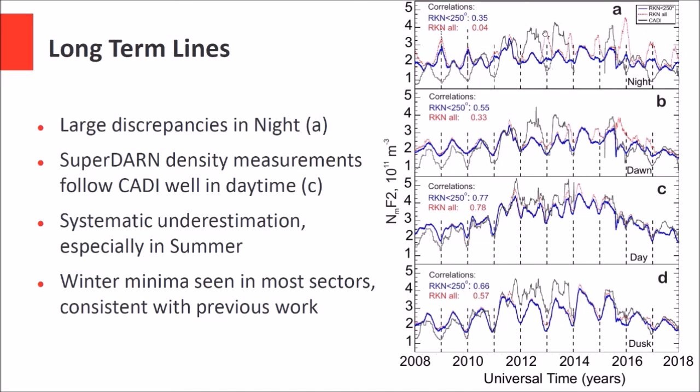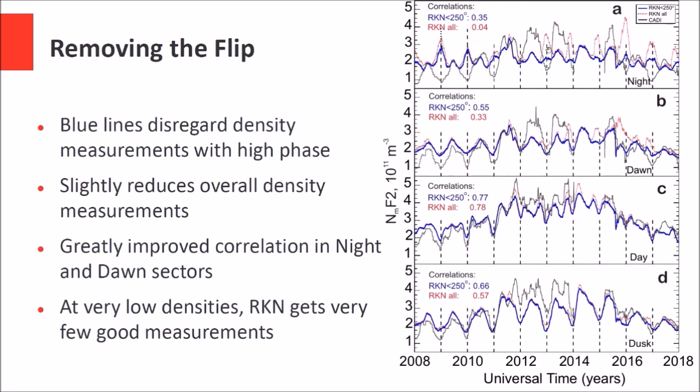Now in these plots there are red and blue lines. The red lines are made from taking all of the density measurements, which is why we prefer the blue lines. The blue lines disregard density measurements which had what we called a high phase. These are measurements where the radar's elevation angles are close to that ambiguity that I talked about earlier.